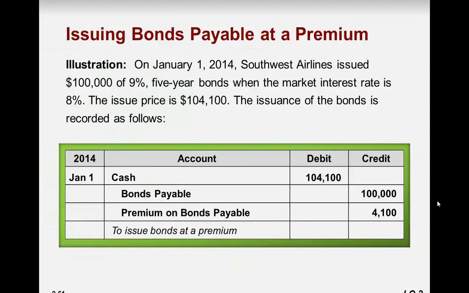So remember with the discount how our goal was to bring the carrying value up to $100,000. When we issue a bond at a premium, the goal is to bring the carrying value of the bond down to the face value. So it behaves the opposite.